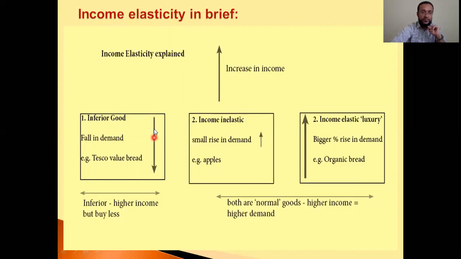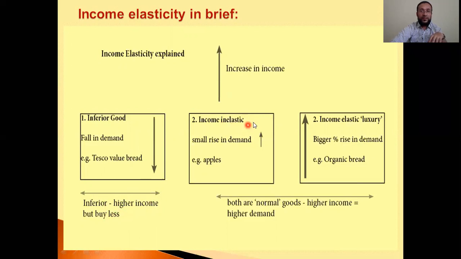We gave one example here also, Tesco Value bread. This is a supermarket own label brand, which is comparatively cheap. If the income of the people increases, people will buy less cheap product. Instead of cheap product, they will buy expensive or better quality products. So demand for the low quality or cheap product will fall. Then the goods are inferior goods. For inferior goods, higher income, but demand is less. People buy less. So this is an inferior good.